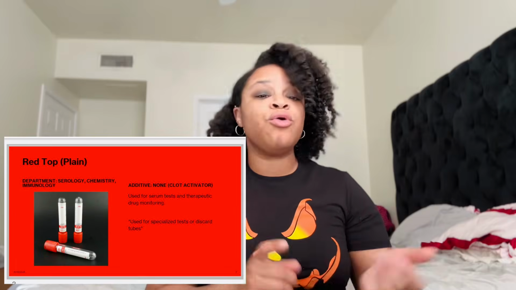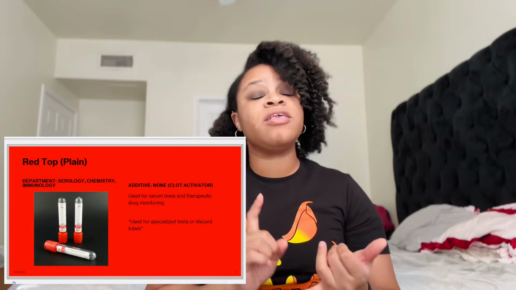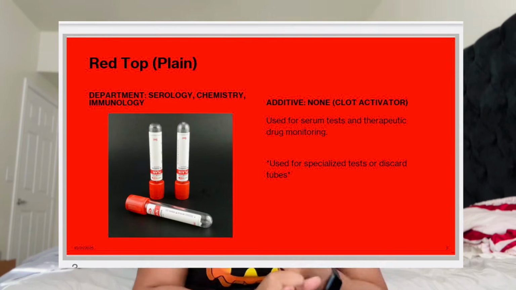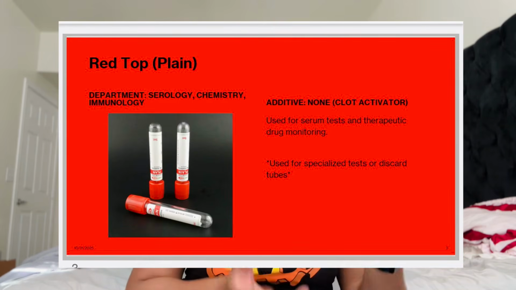Next is going to be our plain red top tubes. So the department for this is going to be serology, immunology, and chemistry. The additive is going to be none, and this is a clot activator. So these tubes are normally used for specialized tests or therapeutic drug monitoring. Most of the time when you're using the red plain top tube, you are normally going to be using them for specialized tests or as a discard tube.